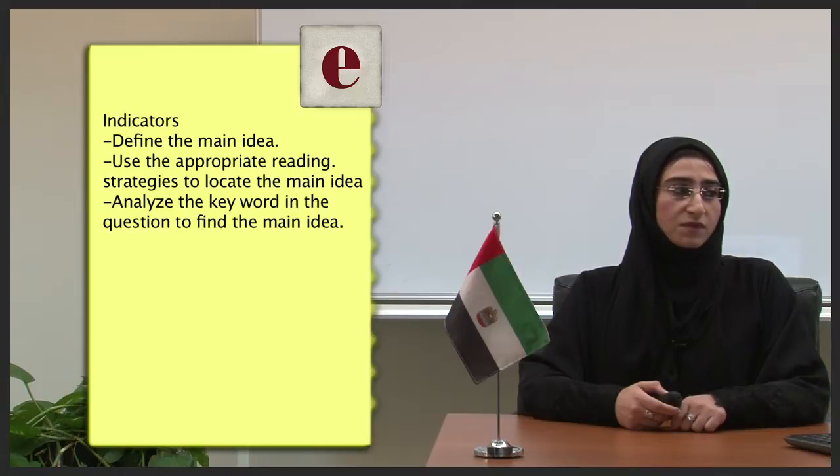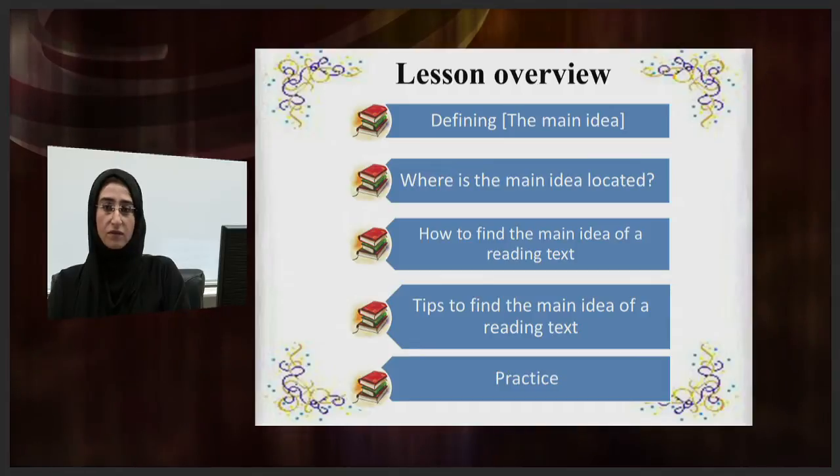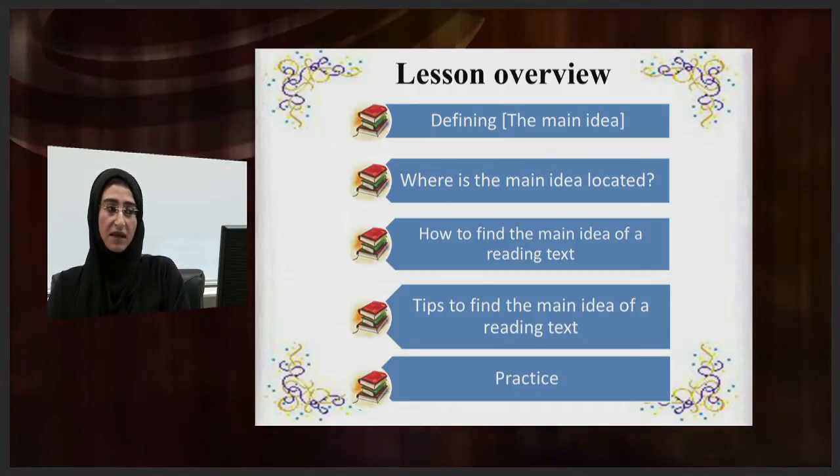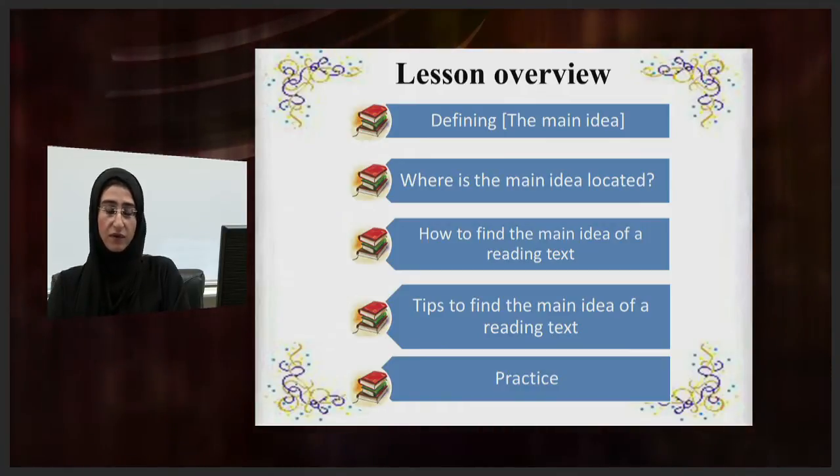First, we'll start with our lesson overview. At the beginning, we are going to define the main idea, then where the main idea is located, and how to find the main idea for a reading text. That means what is it, where is it, and how to get it. Then we will present some tips to find the main ideas in a reading text. Finally, we are going to conclude with practicing how to find the main idea.